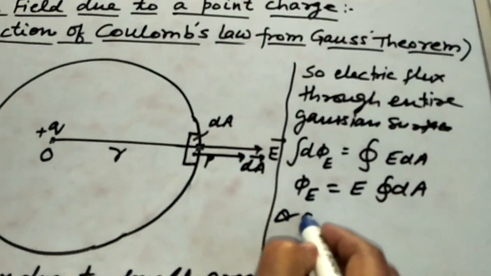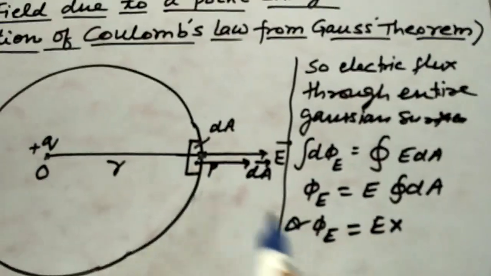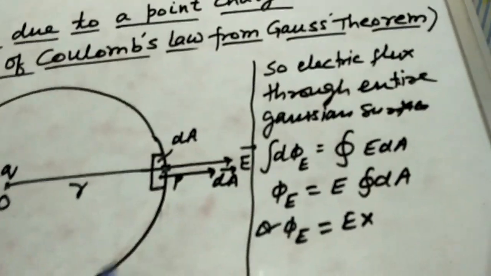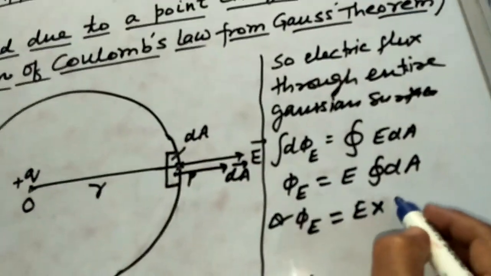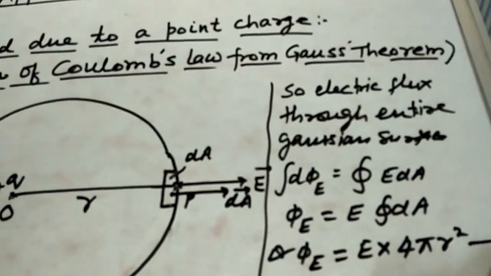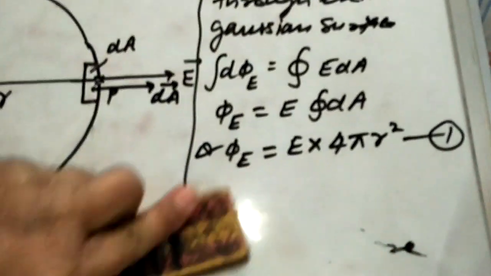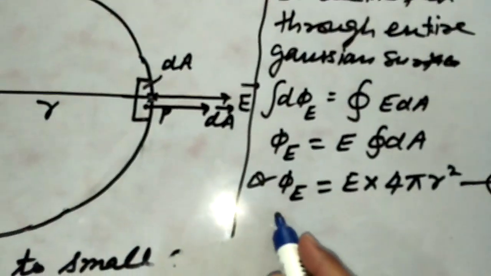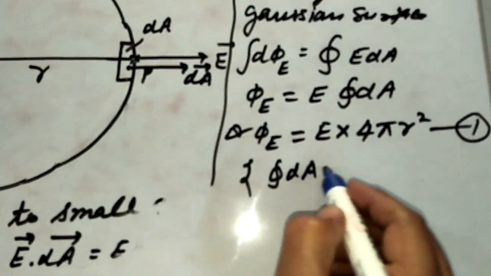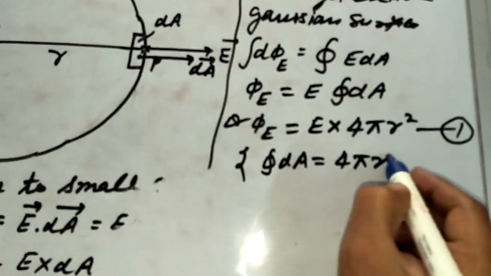Or phi e is equal to E into the surface area of this spherical surface, or the surface area of this sphere whose radius is r. So you can write this is equal to 4 pi r square. Suppose this is equation number 1. And if you want, you can write in bracket the whole integration dA, meaning the total surface area of this spherical surface, is equal to 4 pi r square.